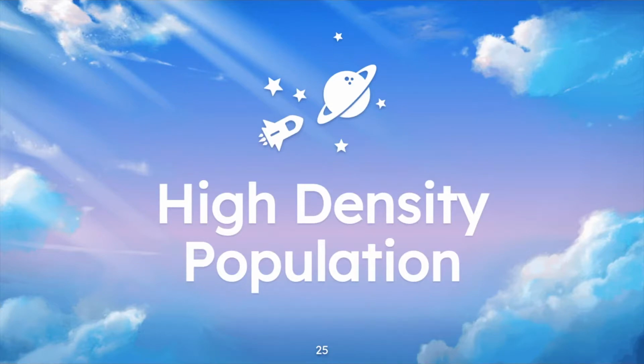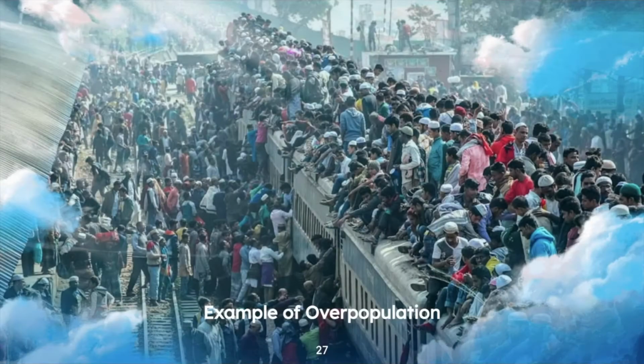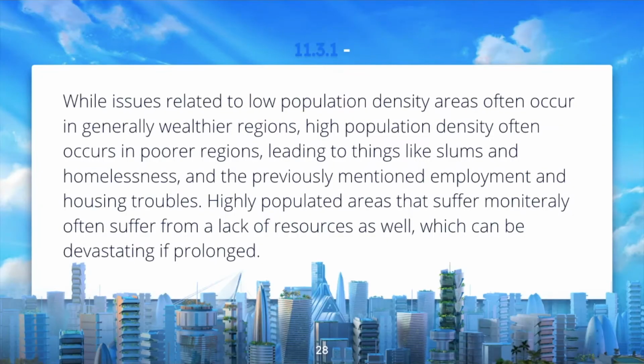So now I'd like to address high-density population. So essentially what high-density population is when a lot of people live in really tight quarters. And while at first this might not sound like a really bad thing, it is for a number of reasons, because it can cause overpopulation, which leads to less affordable housing and less convenient jobs. And here's just a picture of overpopulation.